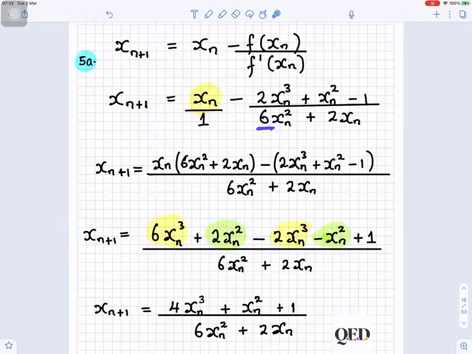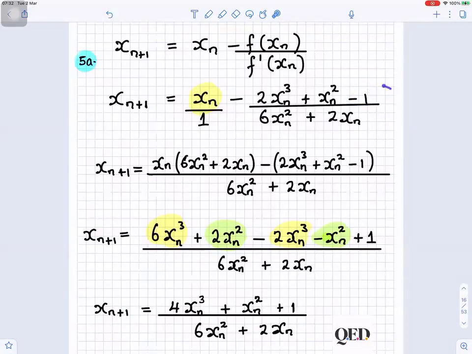How did we get 6? This f dash means we differentiate f of x. So 3 times 2 is 6, and then you minus 1 from the power, so 6x_n squared. 2 times x to the power 1 will be 2x_n. And then when you differentiate minus 1, you get 0.